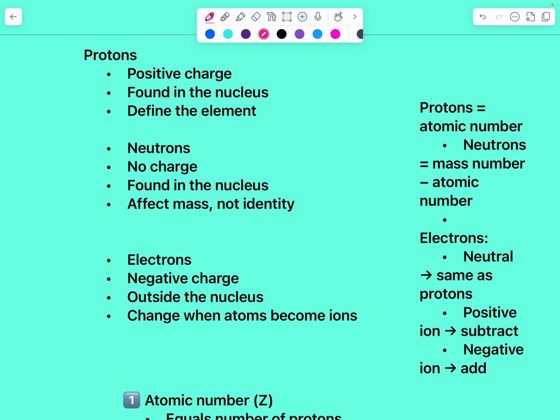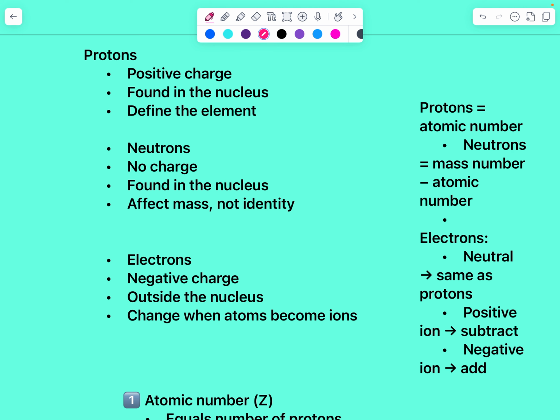That's it. So protons are always positively charged. P for P, right? Proton, positive, okay? They're found in the nucleus. They define the element. Neutrons have no charge at all. They're also found in the nucleus. They affect the mass, not the identity.